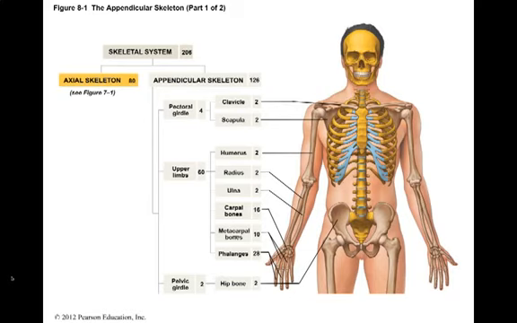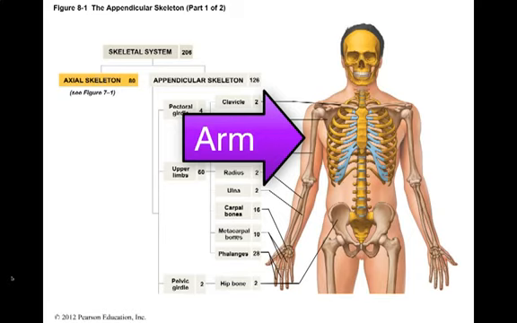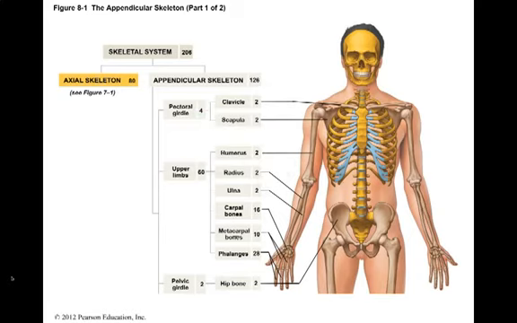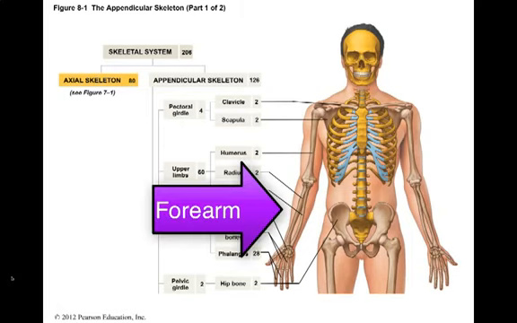The skeleton of the upper limbs consists of the bones of the arms, forearms, wrists, and hands. The term arm refers to the upper limb from shoulder to elbow. This is also called the brachium, which consists of one bone, the humerus. The forearm, or antebrachium, consists of two bones, the radius and the ulna.